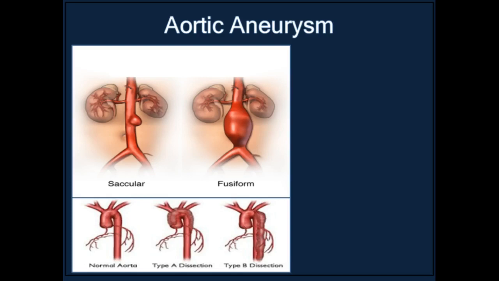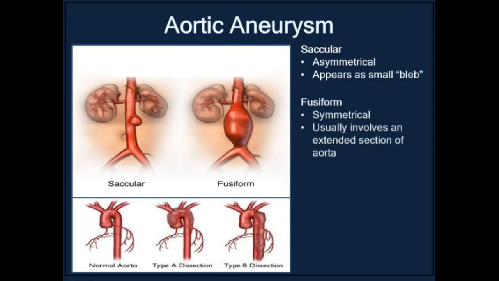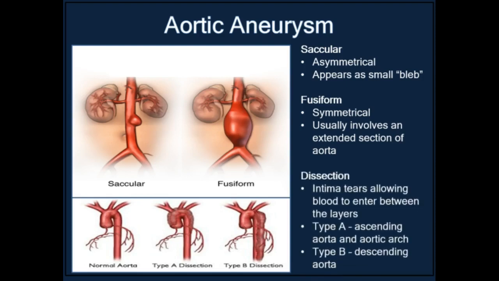Different types of aneurysms are based on their shape and/or location. Saccular aneurysms form on one side of the aorta. Fusiform aneurysms form symmetrically and usually involve an extended section of the aorta. A dissection occurs when the inner layer, or intima, tears and blood flows between the layers. The blood is contained within the outer layer, the adventitia, until it ruptures.